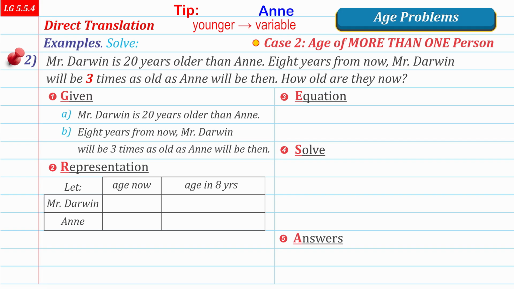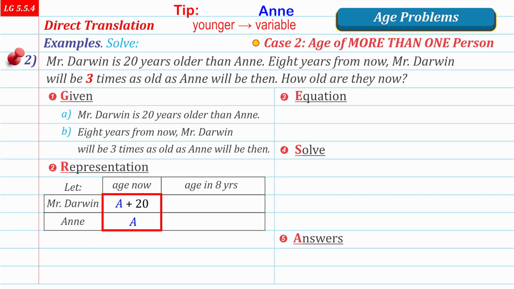Darwin. So we choose to set the variable as the present age of Anne now. Let's choose the letter A as our variable since it is very convenient to use A for the age of Anne now. Using fact A, since Mr. Darwin is 20 years older, his age can be represented as not another variable, but instead the age of Anne, which is A plus 20. Now, we have values of their present ages.